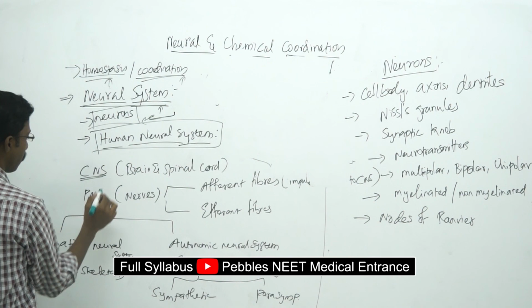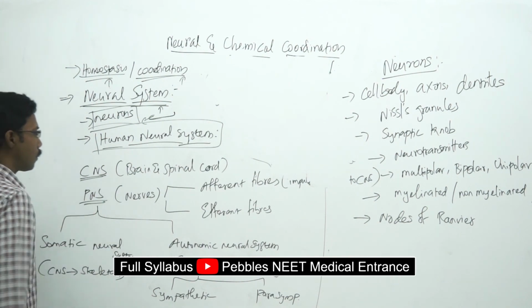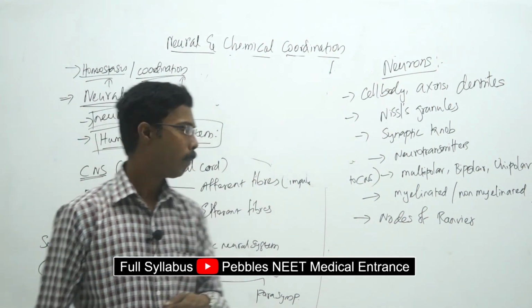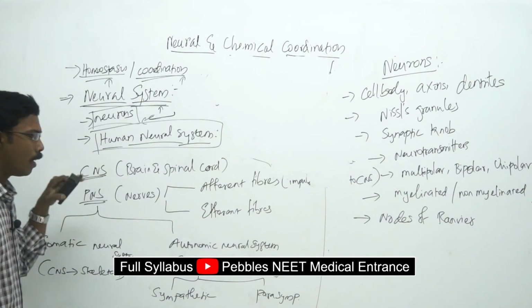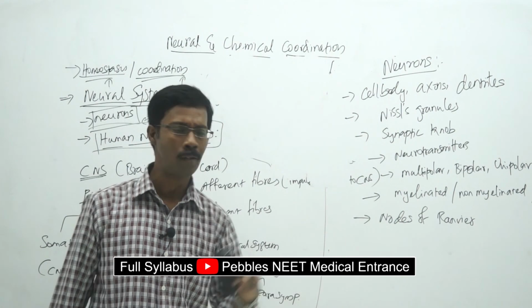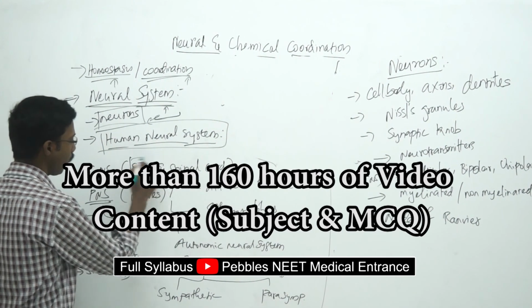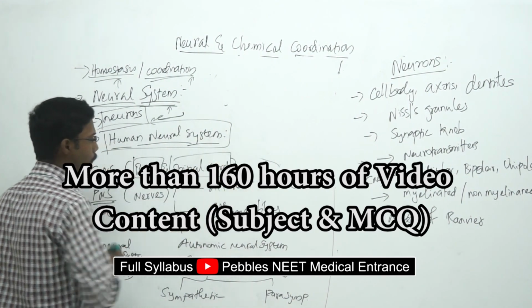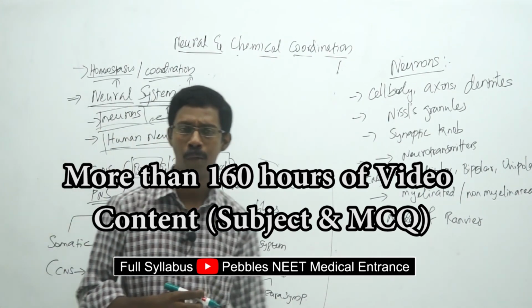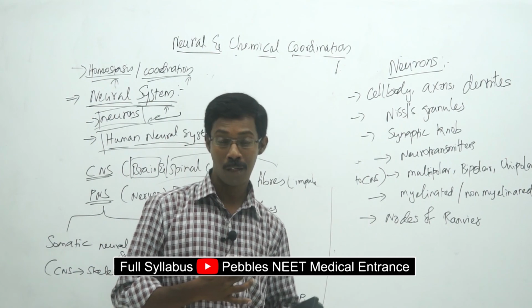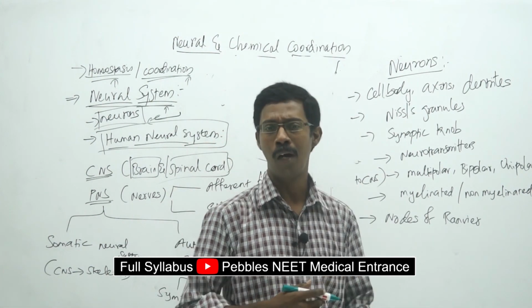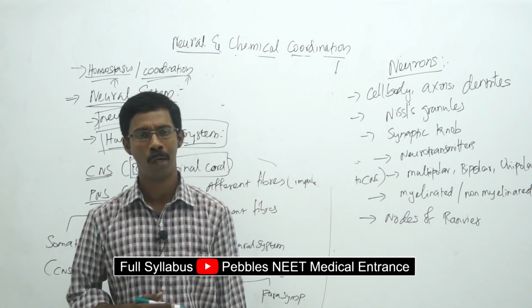There are two major parts of the human neural system, CNS and PNS. Central nervous system and peripheral nervous system. Central nervous system comprises two major parts, brain and spinal cord. Brain and spinal cord together make the central nervous system. They are going to control almost, not 100%, almost all the functions of the human body. Okay.